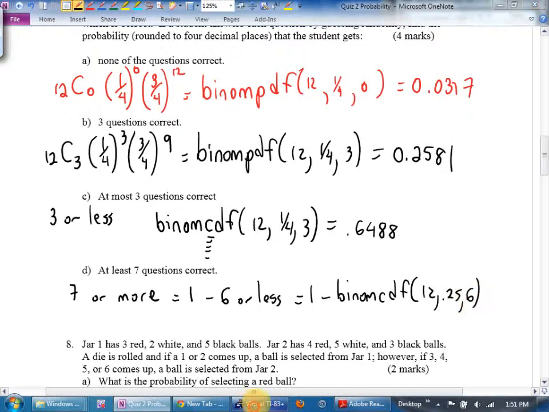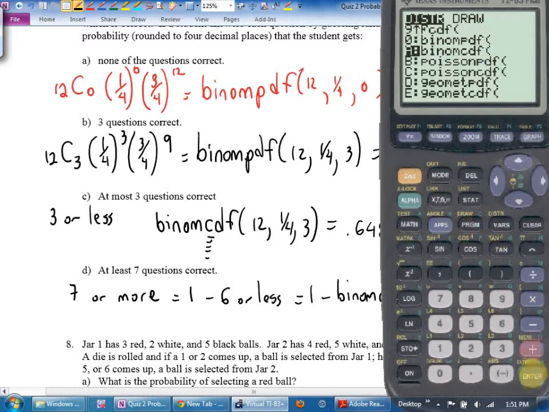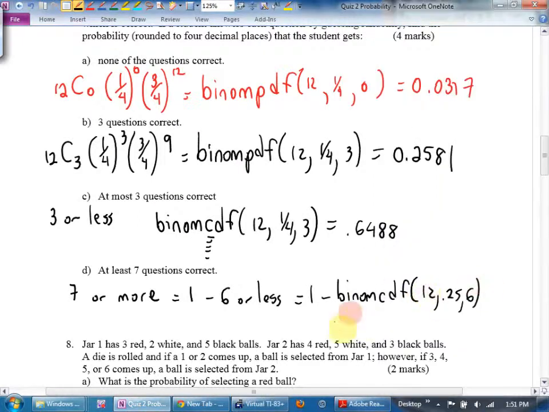1 minus binomcdf of 12, 0.25, 6. Brett, what are the odds of getting 7 or more? Not great. 0.0143. And of course, the moral of this study, which most of you do.